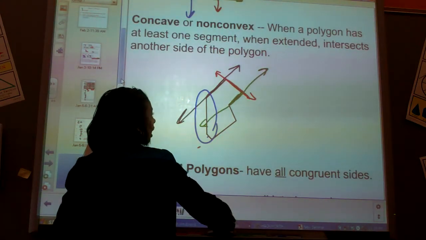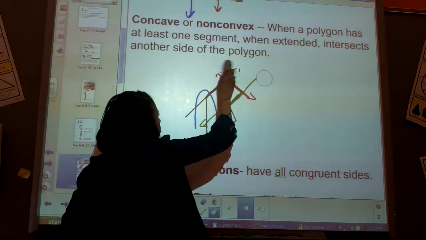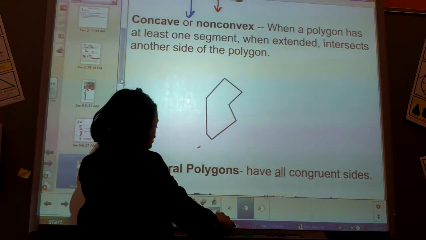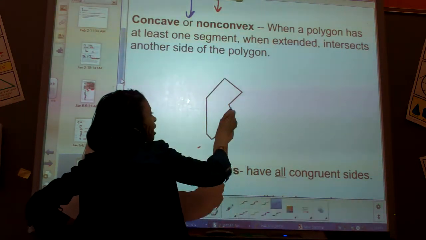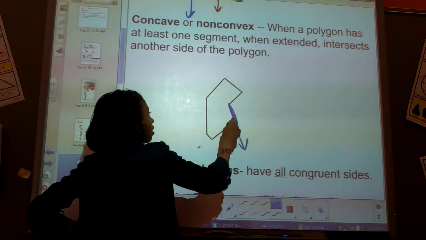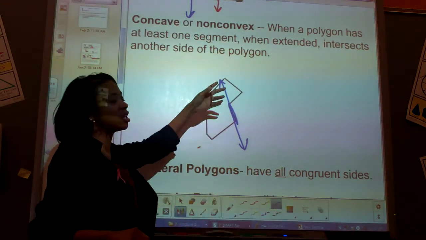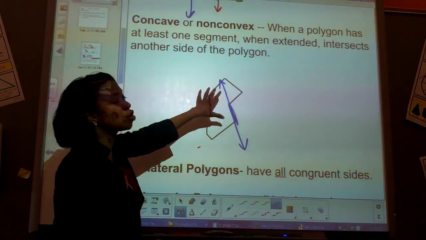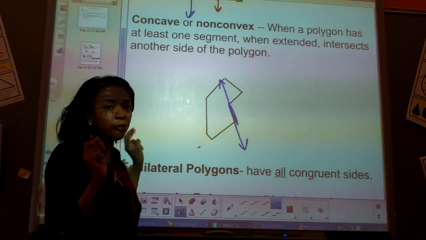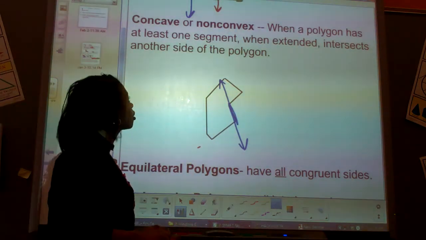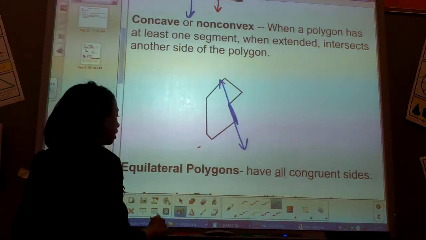And I can even look at this other segment here. This segment, if I were to extend it, boom, it runs into this other segment. So again, in at least two places, it's going to run into another segment. If we were to extend it into eternity, then that's going to be concave.